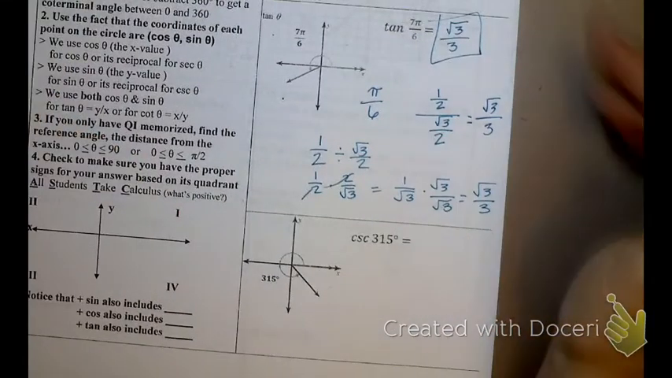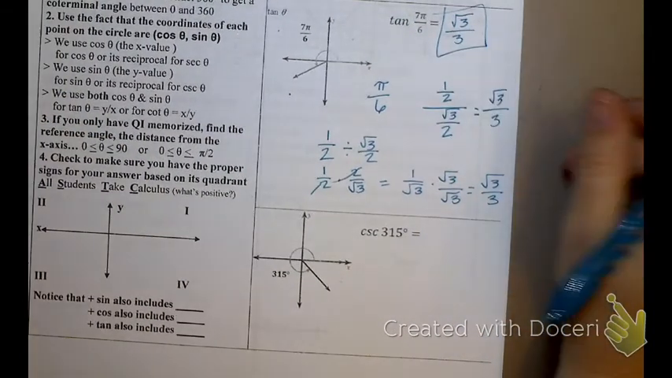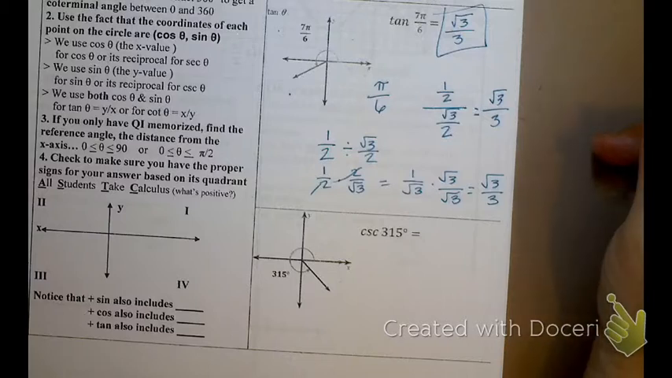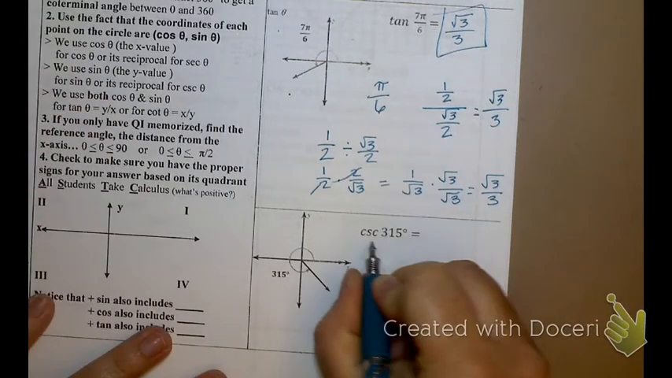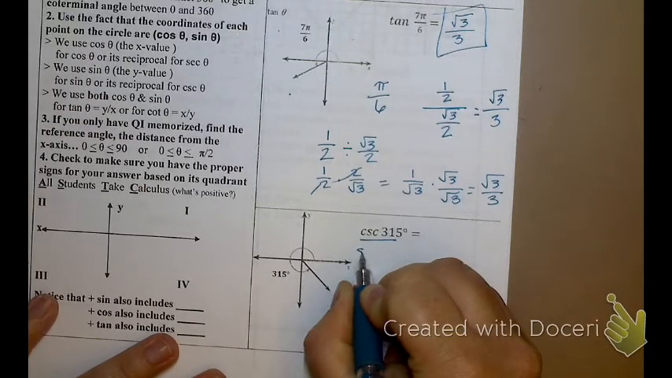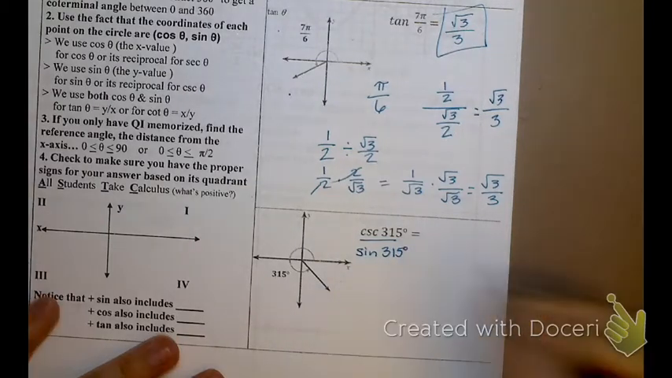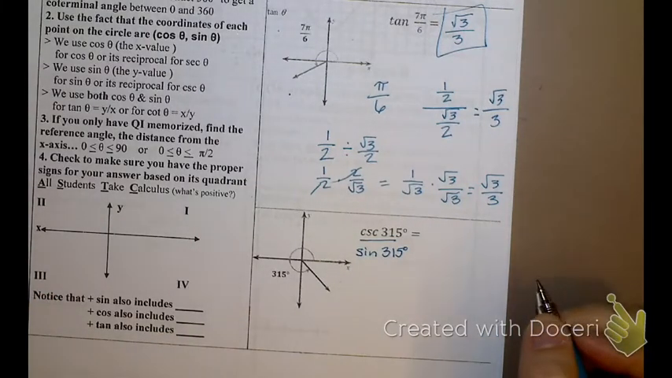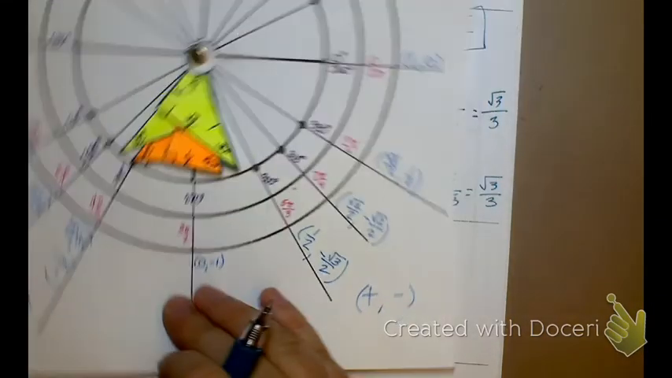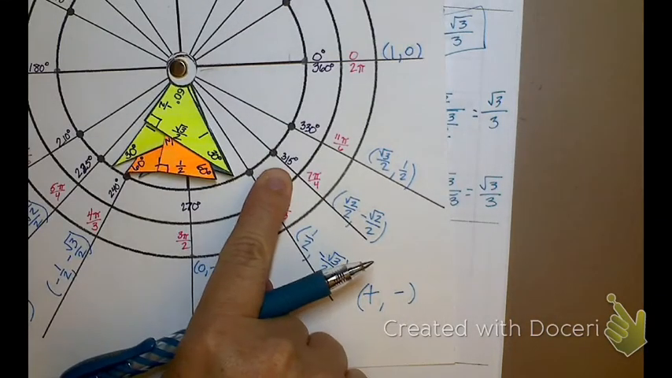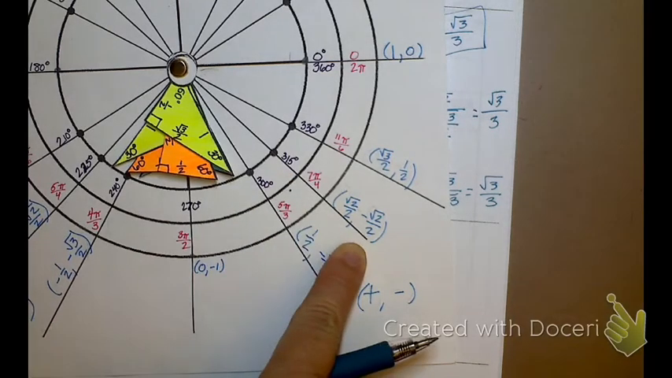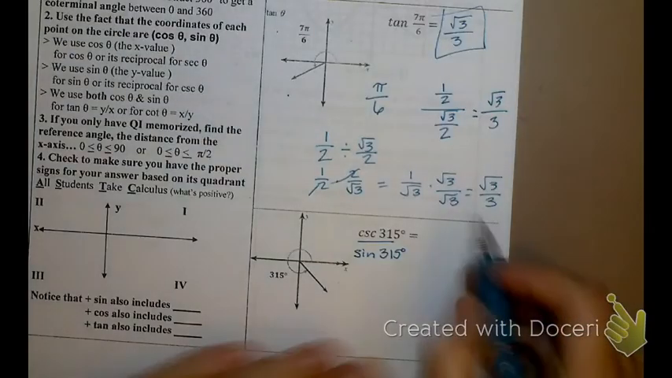Cosecant. What is cosecant the reciprocal of? Cosine. Nope. Sine. So I'm going to start off by finding the sine of 315 degrees. And then I'm going to take the reciprocal. So is 315 on the unit circle? Yes. What's the sine of it? Negative root 2 over 2.